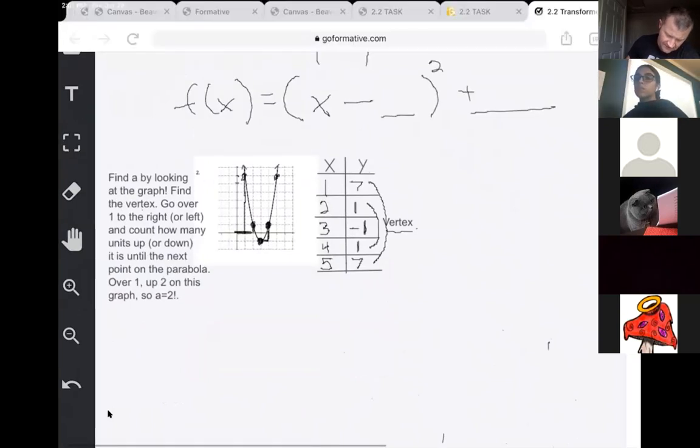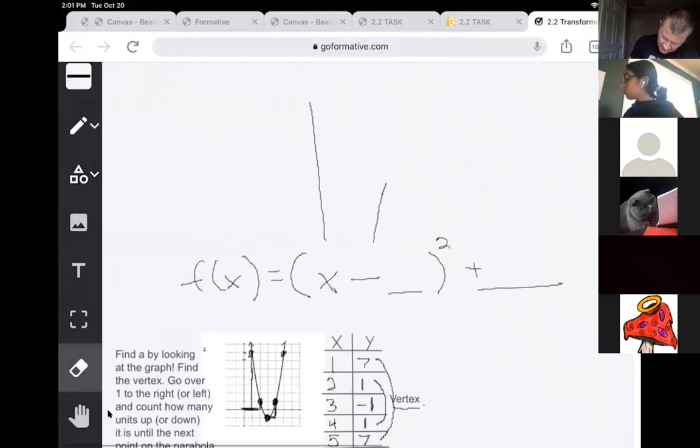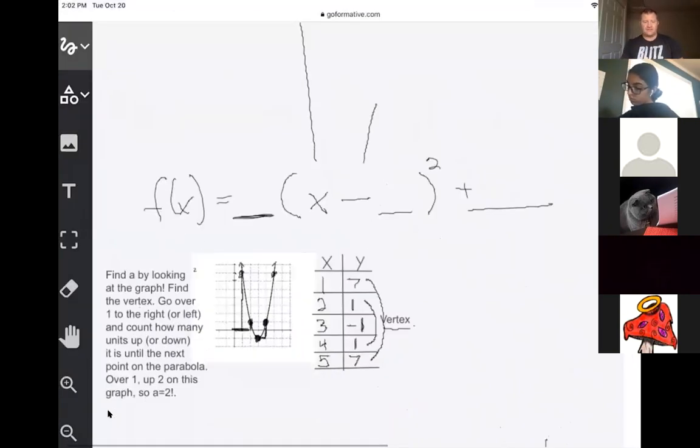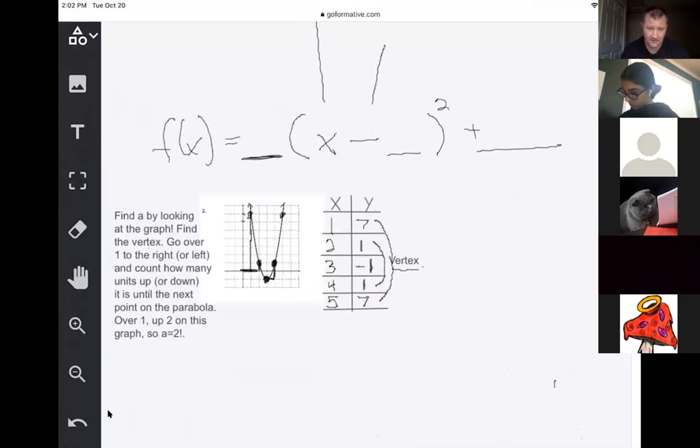Oh, and there's an a value, right? So I'm going to need to leave room for the a. So hold on. So I got f of x or y. There's going to be an a value, okay? All right, now all you have to do is decide what goes on the blank. Well, we figured out what a was, right? What did we decide a was? 1 over and how many up? Yeah, 2. Okay.